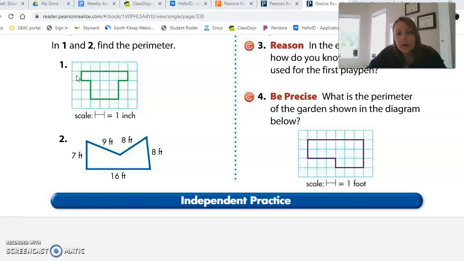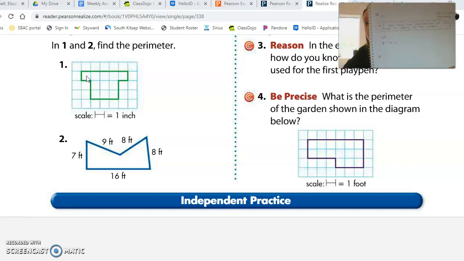Now I already forgot what the perimeter was. Should I hurry and count it one more time? Hopefully you can count it with me. Ready? 1, 2, 3, 4, 5, 6, 7, 8, 9, 10, 11, 12, 13, 14, 15, 16. That's right. So the perimeter is 16, and you have to make sure that you are always putting your unit because that's really important.